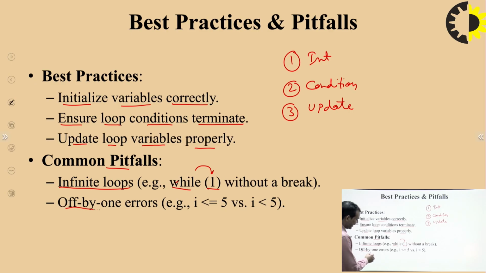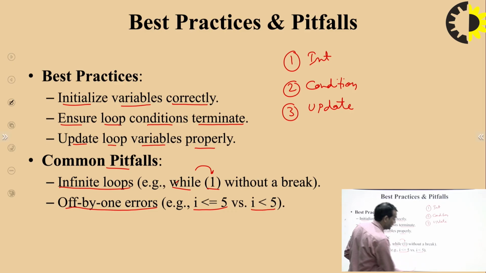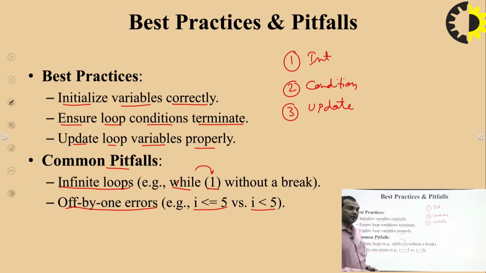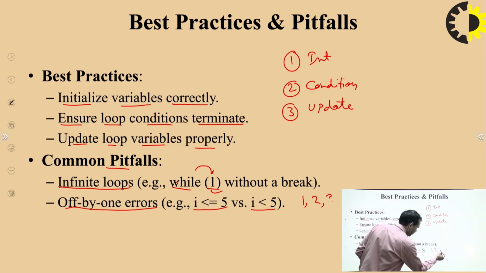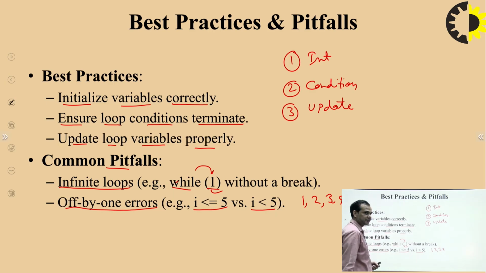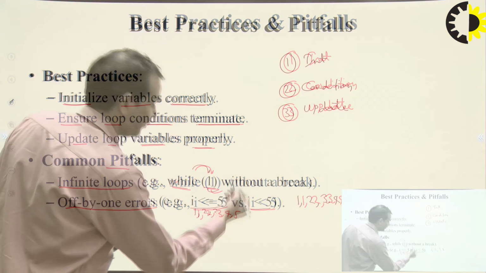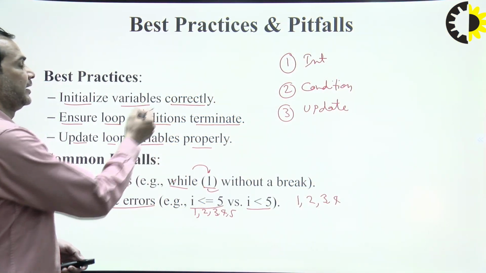Second one, off-by-one errors. When we declare i less than or equal to 5, or i less than 5, we have to define the conditions correctly, from where to where and how many iterations we want to execute. So we have to declare this value properly, because there is a difference between i less than or equal to 5 and i less than 5. Here it goes through 1, 2, 3 and 4, but if we apply the other condition, it checks 1, then second, third, fourth and fifth. So we have to define the conditions correctly.